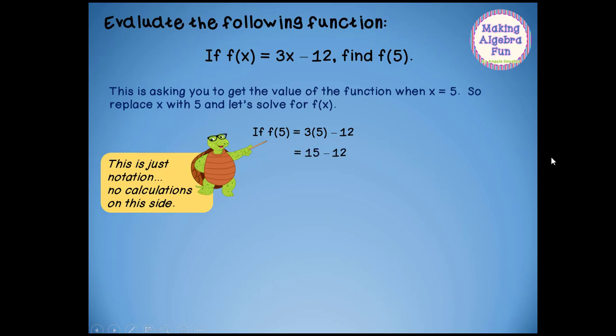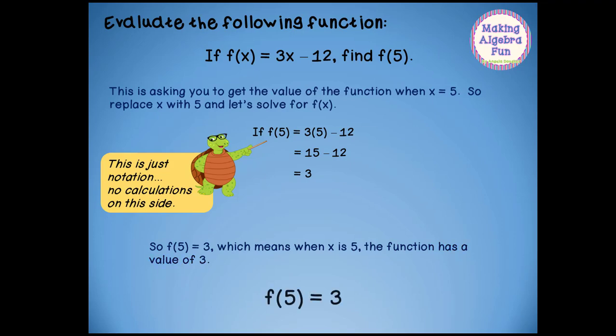3 times 5 gets done first, and then we subtract, we get f of x equals 3. So what that means is f of 5 equals 3, which means when the value of x is 5, the answer to the function is 3.